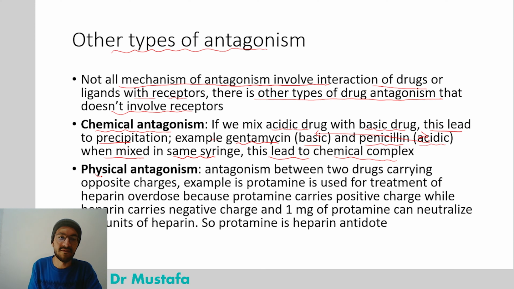The other example is the physical antagonism. Physical antagonism is antagonism between two drugs carrying opposite charges. So one drug would have a positive charge and the other drug would have a negative charge. An example is protamine, which is used for treatment of heparin overdose because protamine carries a positive charge while heparin carries a negative charge. One milligram of protamine can neutralize 100 units of heparin. So protamine is the heparin antidote.